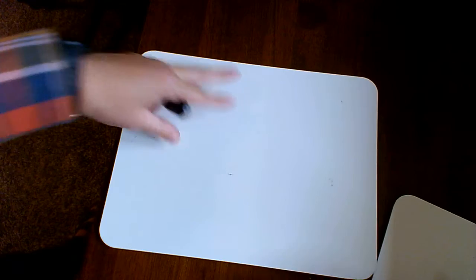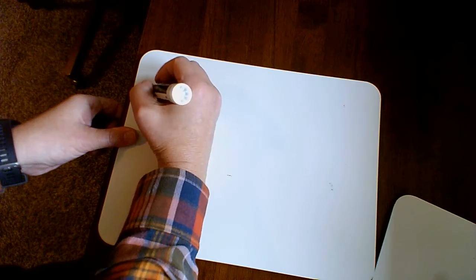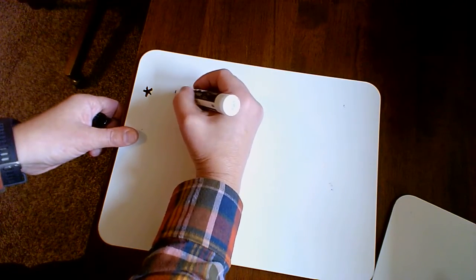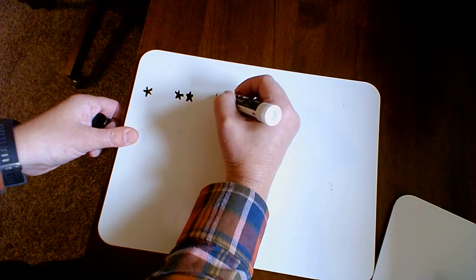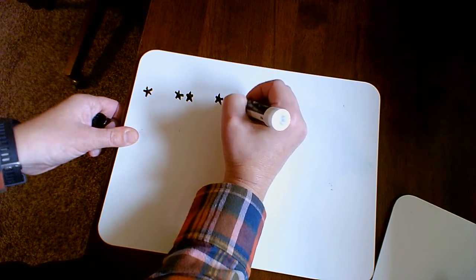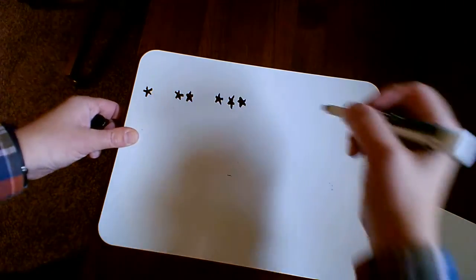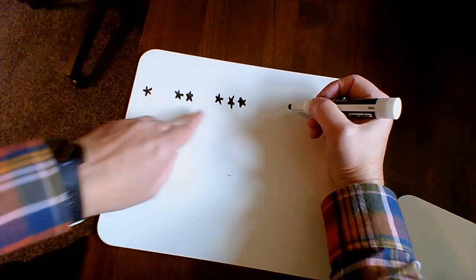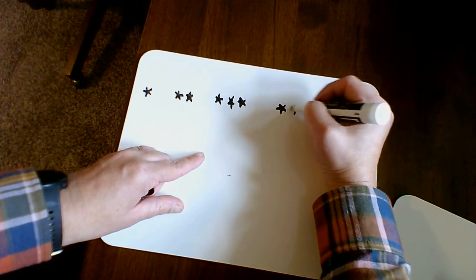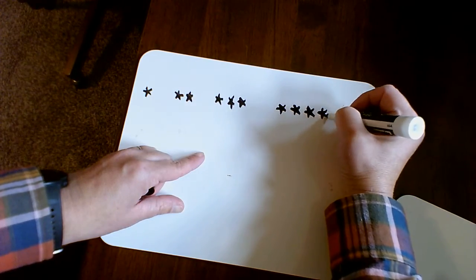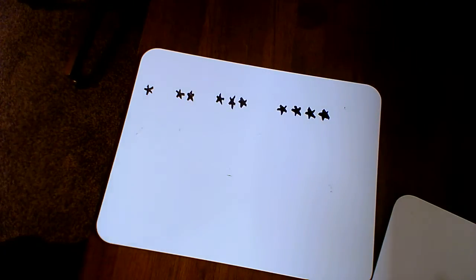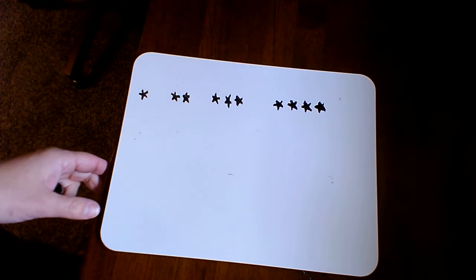Okay. What if I did a pattern that looked like, oh, I still need my board to be sideways like that. Like this. We'll do star, star, star. Star, star, star, star, star, star. What would come next? There's one star, two stars, three stars. We would have four stars. What would be next, do you think? Five stars.